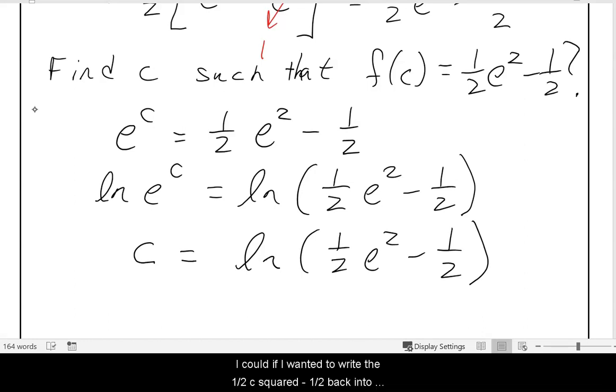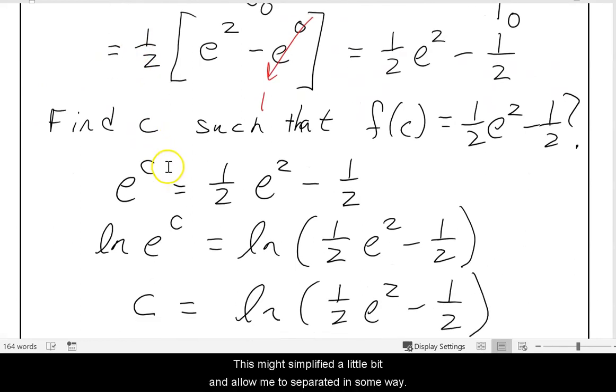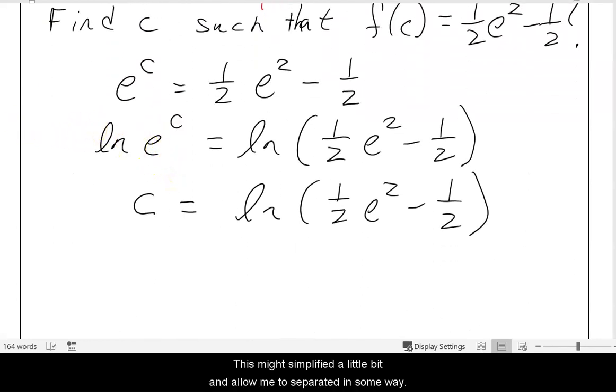I could, if I wanted to, write the 1/2 e squared minus 1/2 back in its factored form with the 1/2 on the outside. This might simplify it a little bit and allow me to separate it in some way. However, I'm not going to be able to get rid of the subtraction in the center, so there's no way that I can get the exponential in here and the natural log to undo one another. This is going to be an irrational number.